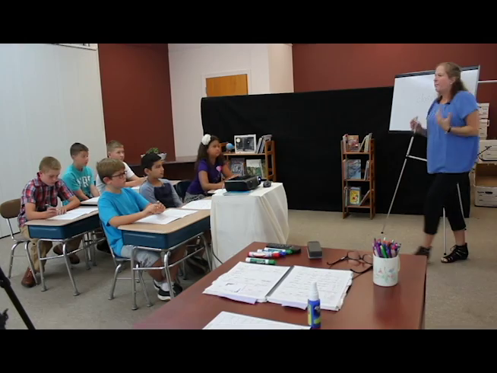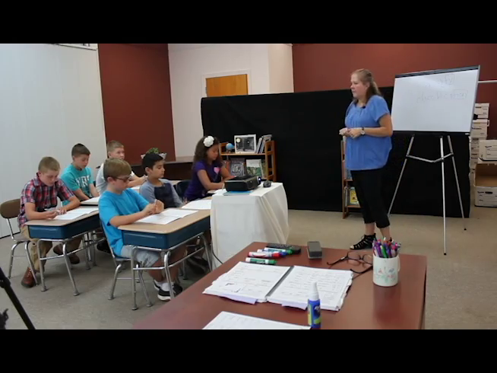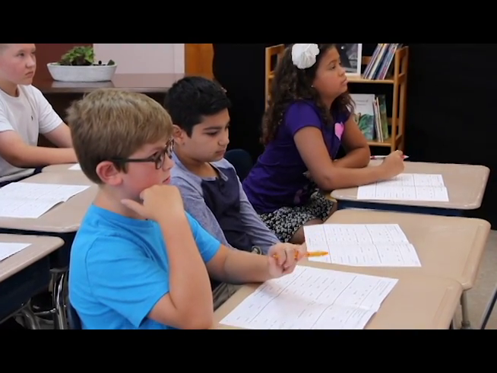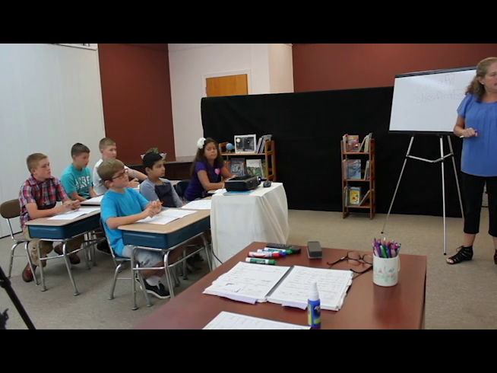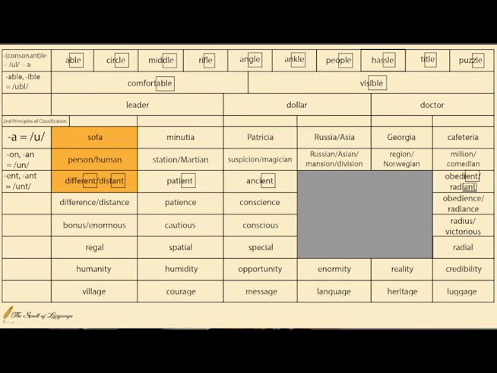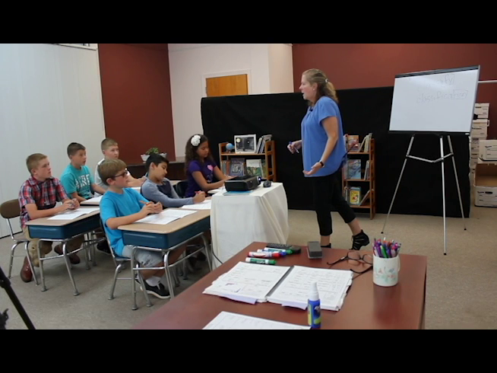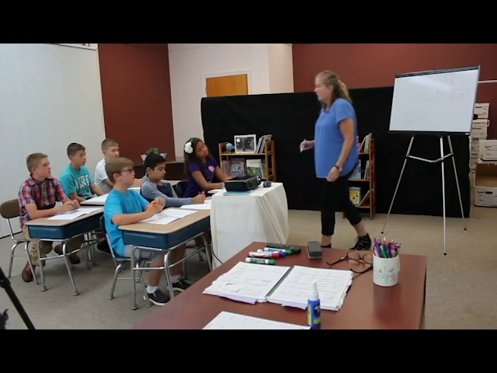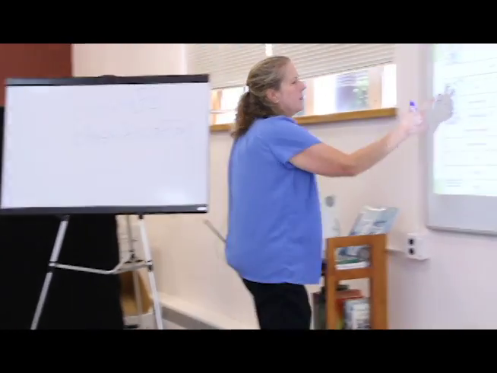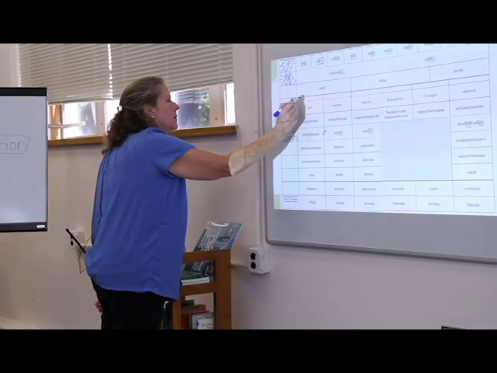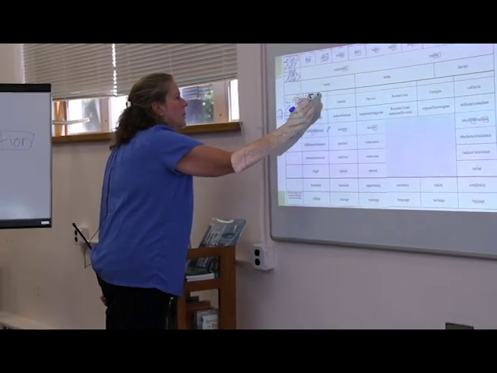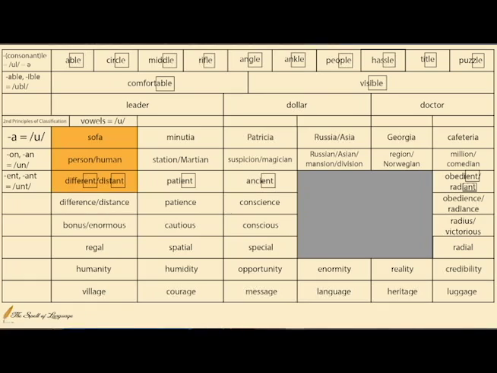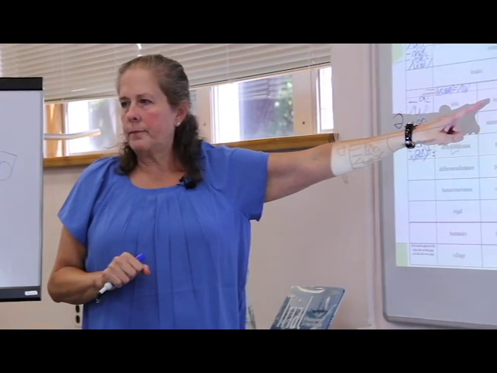What are all the vowels saying in all of those endings? They're saying the schwa sound. So in all of these endings, all the vowels are saying the same sound. Let's say it together. So in this row we call it vowel equals minutia.